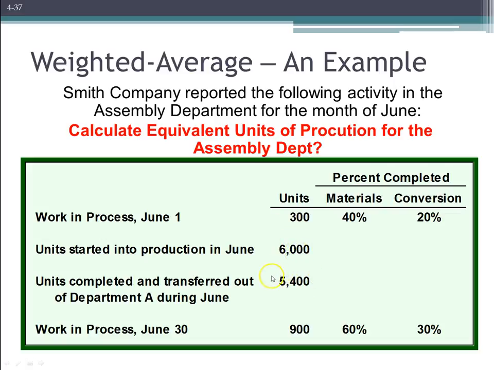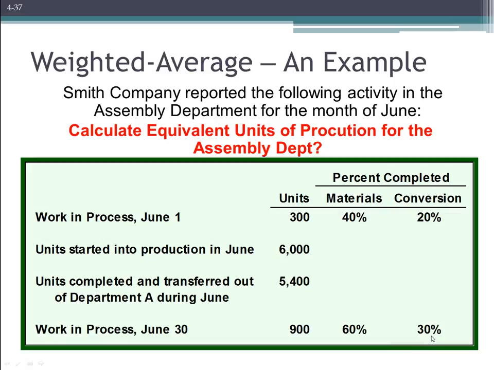Now, of those, we finished 5,400 units of production, if you want to think of that as 5,400 large vats of fruit juice for our example. And we finished those and we transferred those on to the bottling department, right? But we were left with about 900 units or 900 vats, which were about 60% done with respect to materials and only 30% done with respect to everything else, labor being applied to them and all other manufacturing overhead being applied.